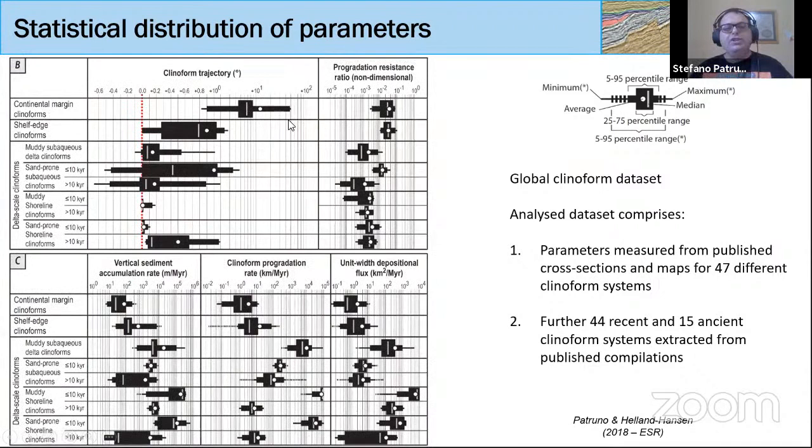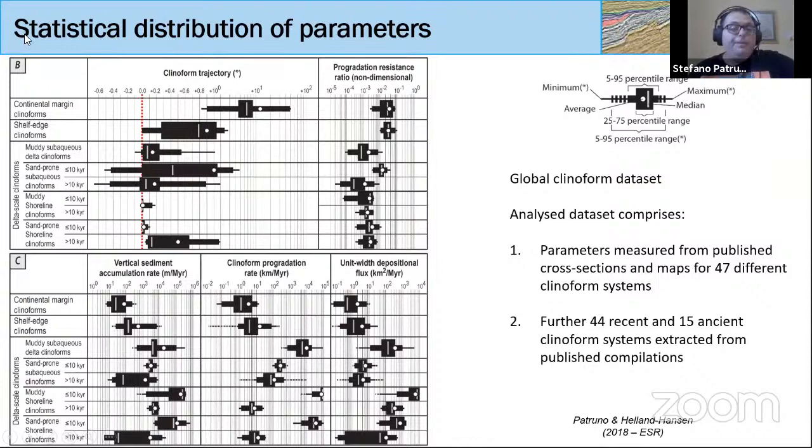Also, the trajectory. We talked about the concept of shoreline trajectory, but of course the concept of shoreline trajectory can be applied, strictly speaking, only to these two, the shoreline clinoforms, muddy and sandy. Because if you're trying to apply that to, for example, the subaqueous delta clinoforms, your upper lower point does not represent the shoreline. So its trajectory will depict something different from the ranges of relative sea level changes.